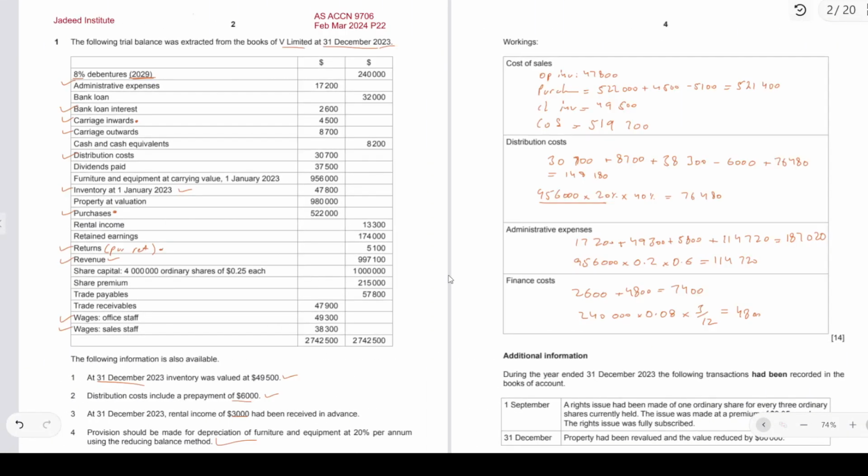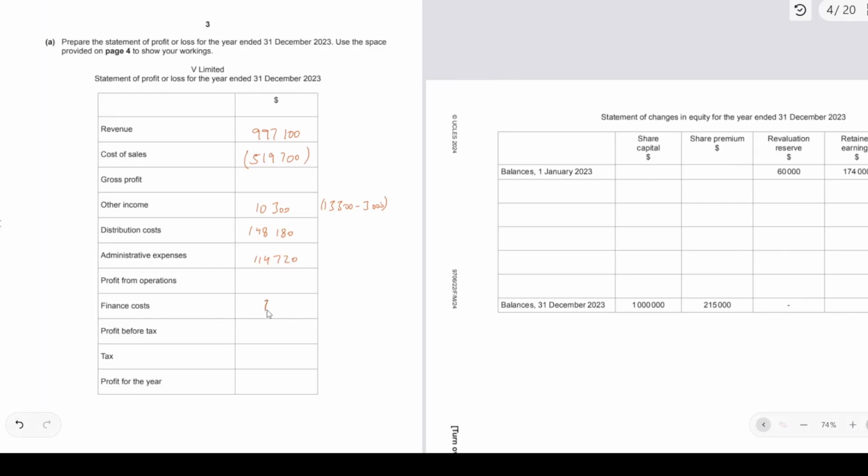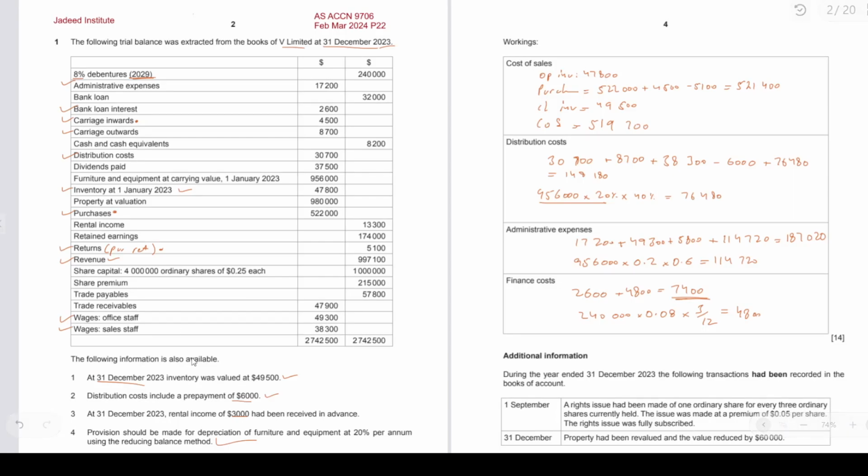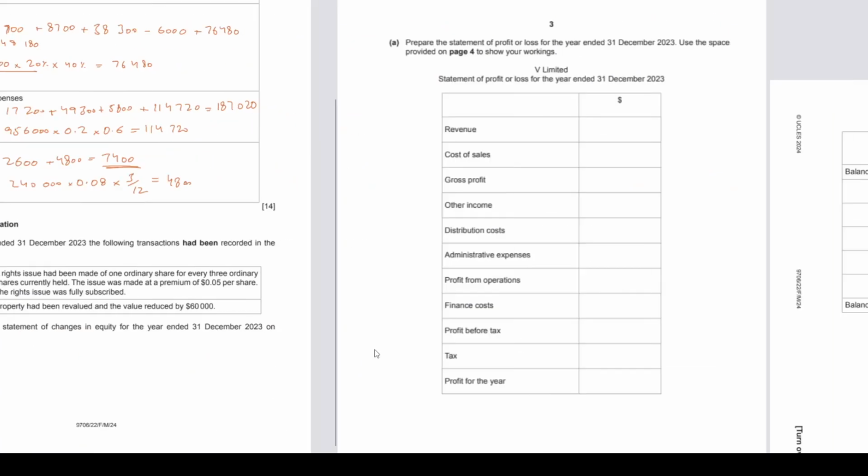No, it's not 4,800. Why am I mixing it up? So, you know what? In the exam also, you can make such mistakes. Be very careful. Always point out where your answer is. 7,400. Subtract it. Profit before tax. What's the tax amount? 27,900.